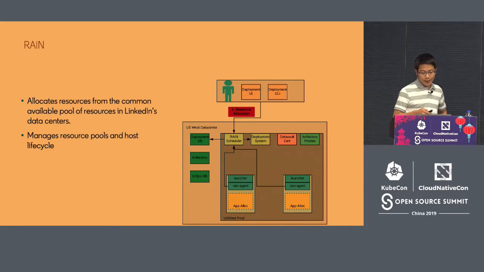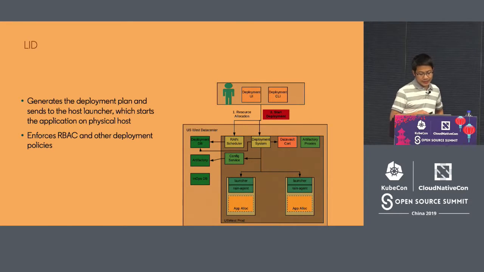Let's go through a typical manual deployment workflow. The developer first comes to RAIN to allocate or change resources for their services. They normally create a resource slice or profile, then they add instances or remove instances from it. After resource allocation, they can trigger deployment through our deployment control plane, LEAD, which will check RBAC against state vault, check their deployment policies, and trigger config compilation and publish process, then generates and sends the deployment plan to the physical host.